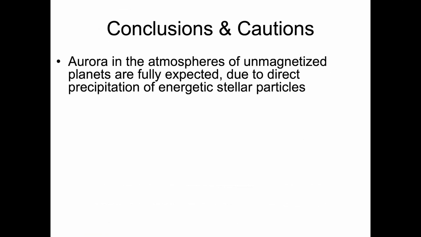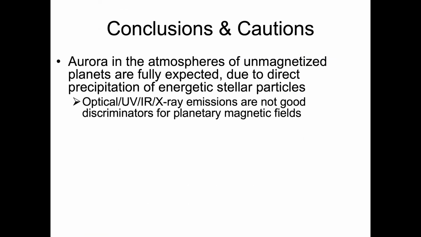So let me end with conclusions and some cautions and a provoking question towards the end. So aurora in the atmospheres of unmagnetized planets are fully expected, and that's because there's nothing to protect them from the precipitation of energetic solar or stellar particles. And in fact, our first reaction on seeing this at Mars was a bit of a dope slap, saying, why didn't we think this was going to happen? Nothing can stop those particles from causing aurora. And so that means that optical, ultraviolet, infrared, and X-ray emissions are not good discriminators for planetary magnetic fields.